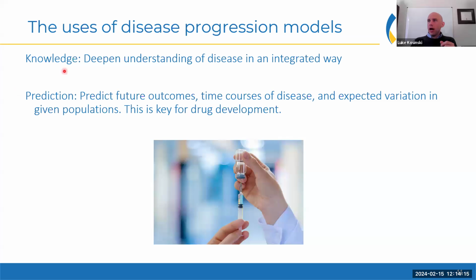They can help us with our knowledge of different things. They can help deepen our understanding of the disease in some way. But I think the really key one that I want to focus on today is prediction. We can use them to predict what's going to happen with a typical patient with certain characteristics. We can get an estimate of their time course of what their disease looks like over time and the expected variation in different populations. And this is really important for drug development.